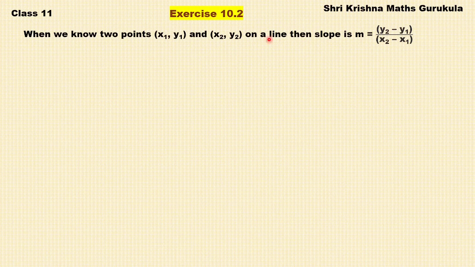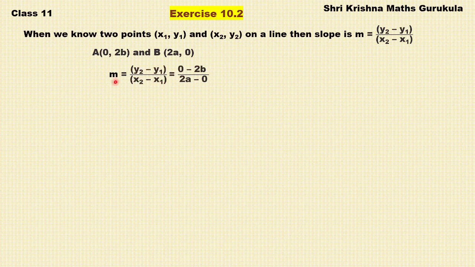So when we know any 2 points on the line, we know the formula to find the slope of the line. I am considering A and B as the 2 points to find the slope. So slope is equal to y2 minus y1 by x2 minus x1. That is 0 minus 2b divided by 2a minus 0. So on simplification, we get the slope of the line to be minus b by a. Is this clear?